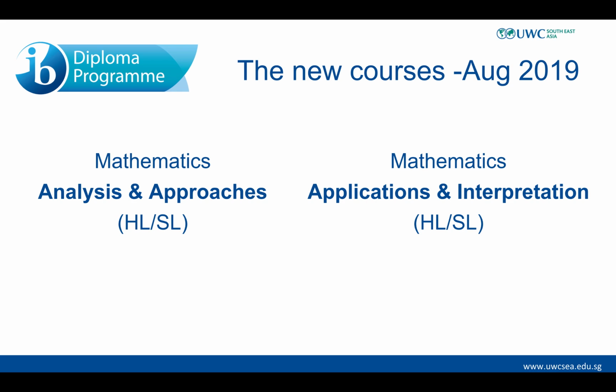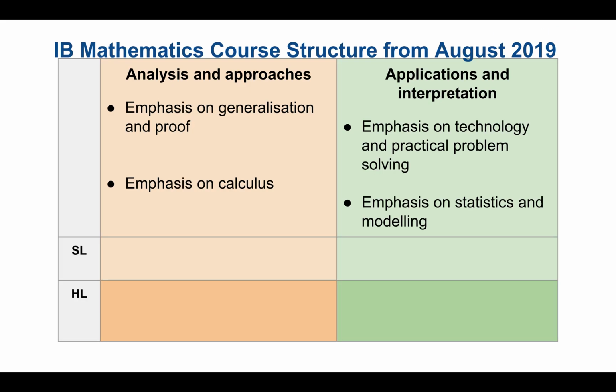So we have two particular types of mathematics. It's analysis and approaches or applications and interpretation, and students choose one or the other type of mathematics to pursue. They're both offered at higher level and standard level. Just a brief distinction summary between the two particular courses.